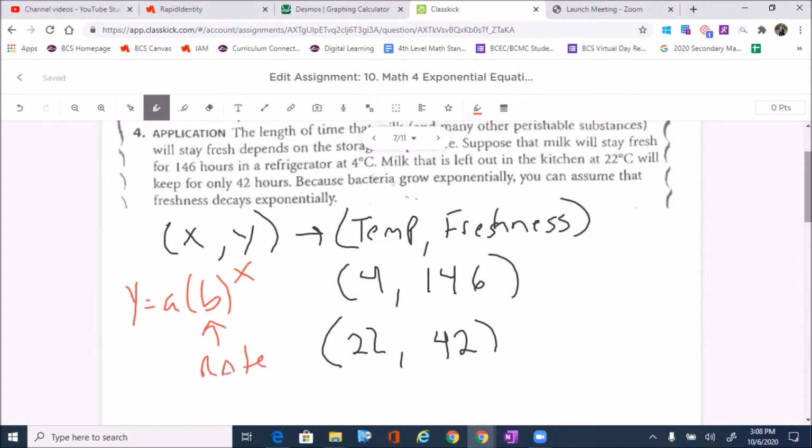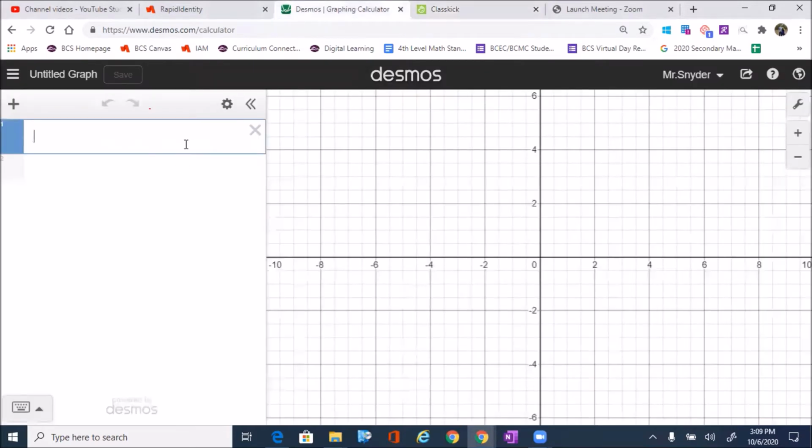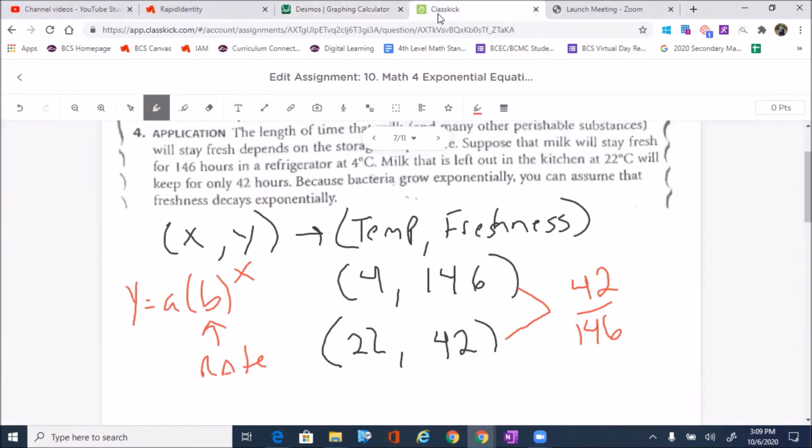We're going to start by looking at the fact that we know we end with 42 and we end with 146. So let's take 42 and divide it by 146. Okay, so let's do that. 42 divided by 146, and we get this lovely number of 0.2876. Let's go with 0.288.